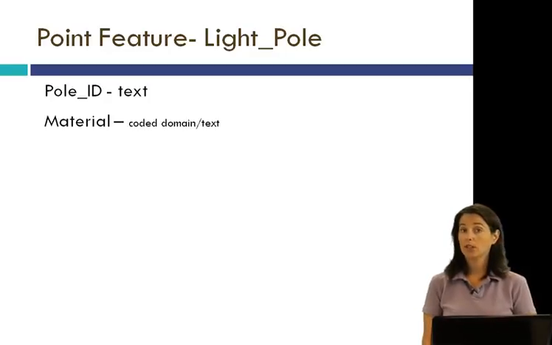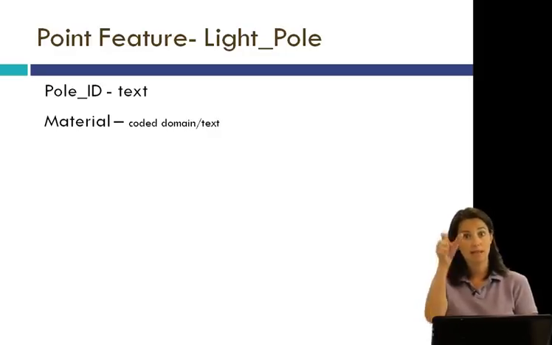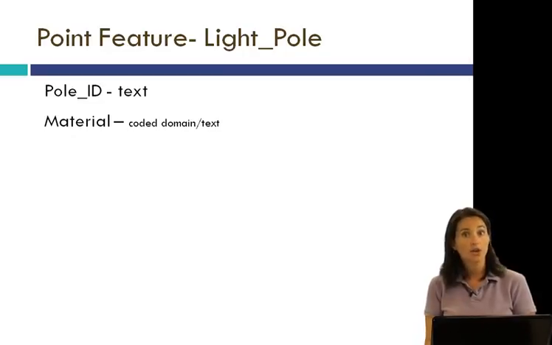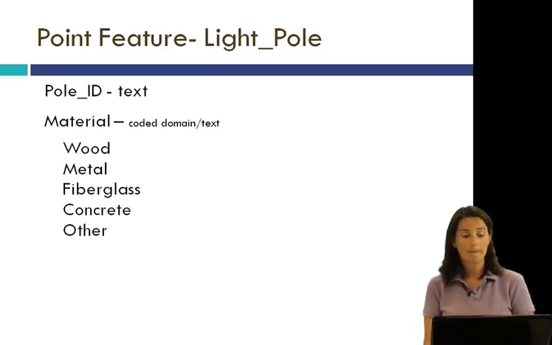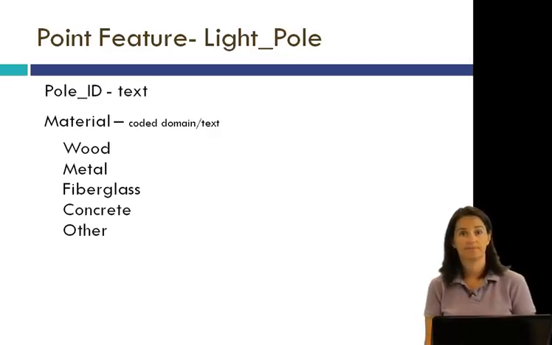We're going to have material. What is the material of the light pole? We're going to create a domain for this. We're going to create a coded domain. Okay, this is going to create the drop downs. We're going to have it be text, because we're actually going to have letters in there, and our different choices: wood, metal, fiberglass, concrete, and other.